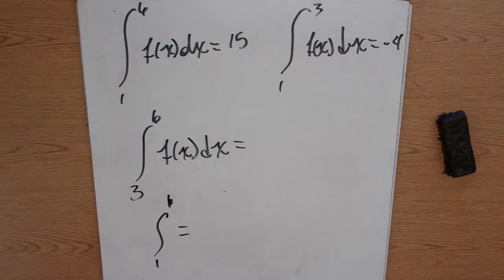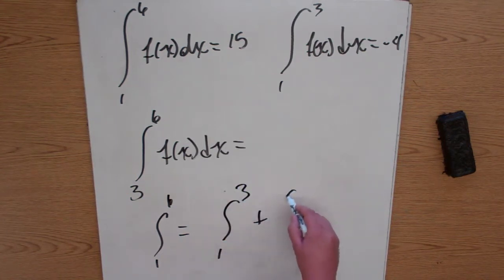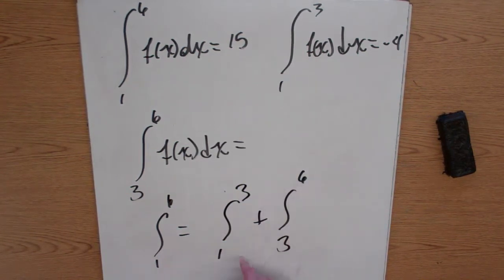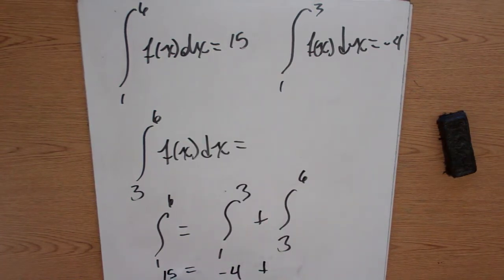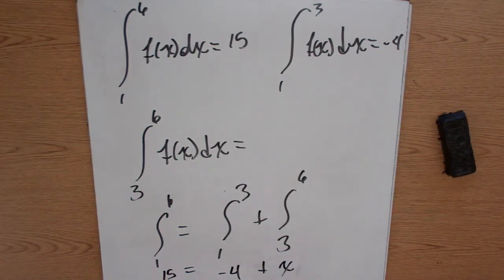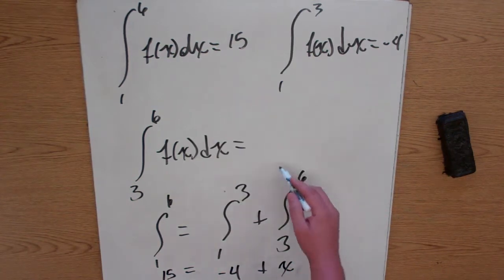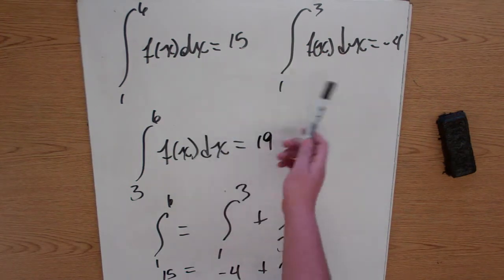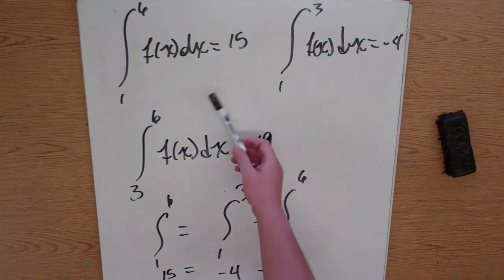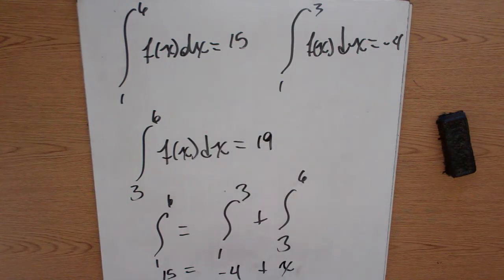Okay, so it's going to equal the integral from 1 to 3 plus the integral from 3 to 6. That's what this one equals. Well, if this is negative 4, so we have negative 4 plus, we don't know what this is, but we know it equals 15. So 15 equals negative 4 plus x. Simple algebra. Add the 4 to both sides. X equals 19. So, just based on our theories, we know that this will have to equal 19.